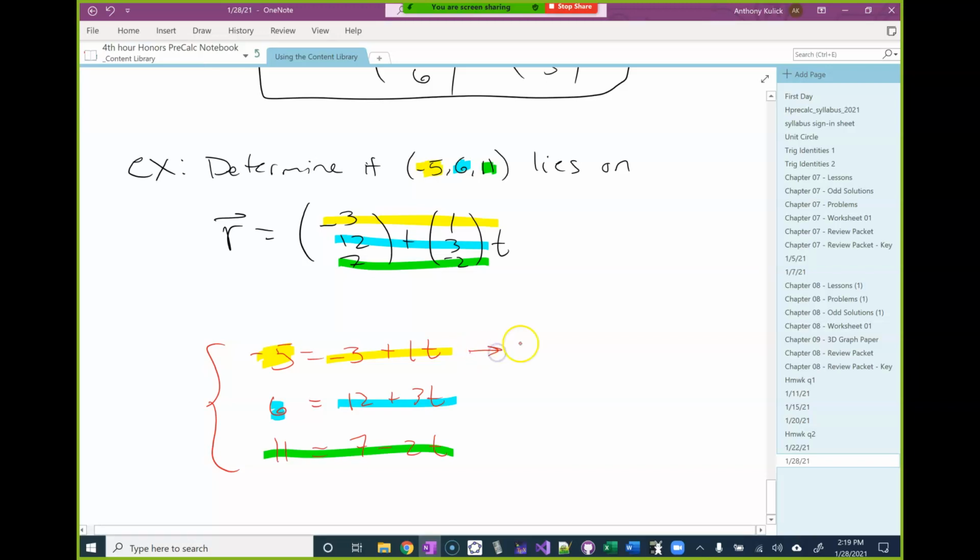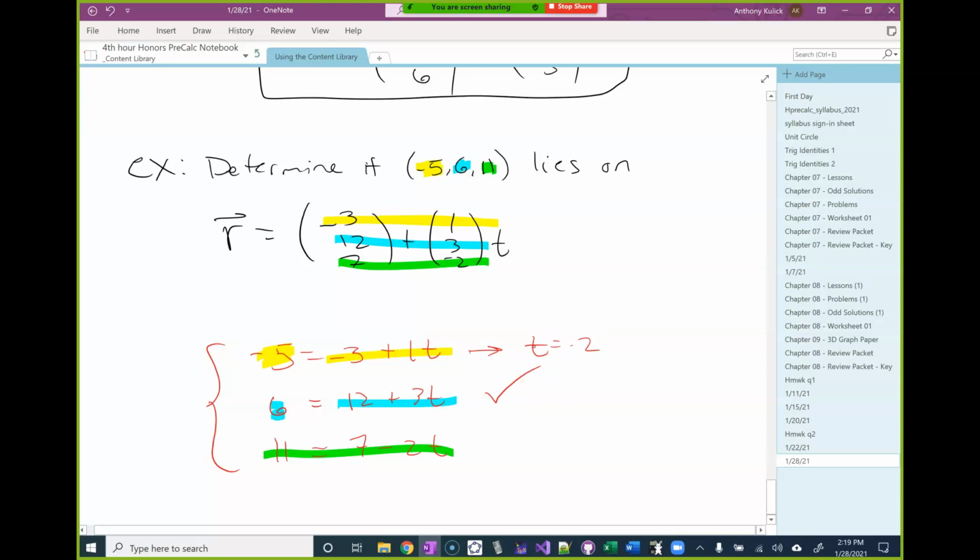All right, now I'm going to solve for t. Since there's only one variable in each one of these equations, I only need one equation to solve for t. So if I add 3 to both sides, I get t is equal to -2. Okay, and then I'm going to check to make sure that value of t holds in the other two equations. If I go to the blue equation and plug negative 2 in for t, 12 minus 6 is 6. That one works.